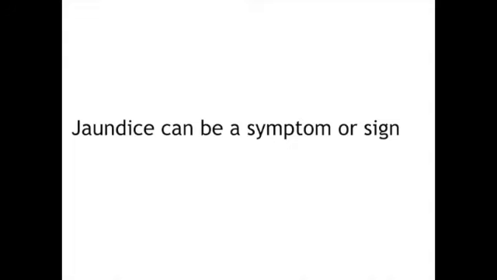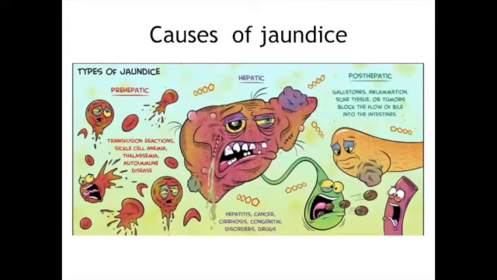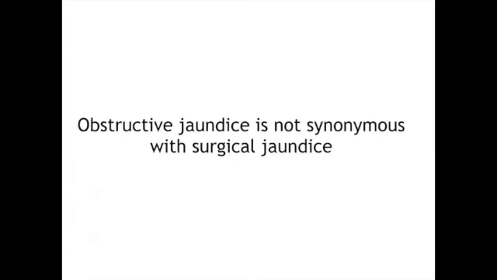Jaundice can be a symptom as well as a sign, and most of the symptom results from the yellowish coloration of urine, and the sign is detected by the physicians or surgeons. So what are the causes of jaundice? The causes can be basically the prehepatic causes like the transfusion reaction, the hemolytic process, or sickle cell anemia, etc. Or it can be due to hepatic causes like hepatitis, drug-induced hepatitis, toxic hepatitis, etc. Or it can be due to post-hepatic causes like biliary stones or inflammation or malignancies.